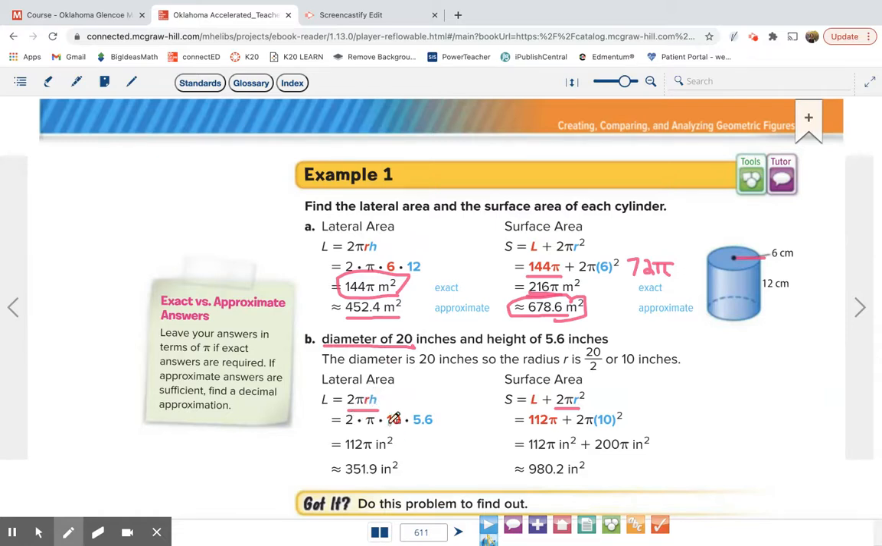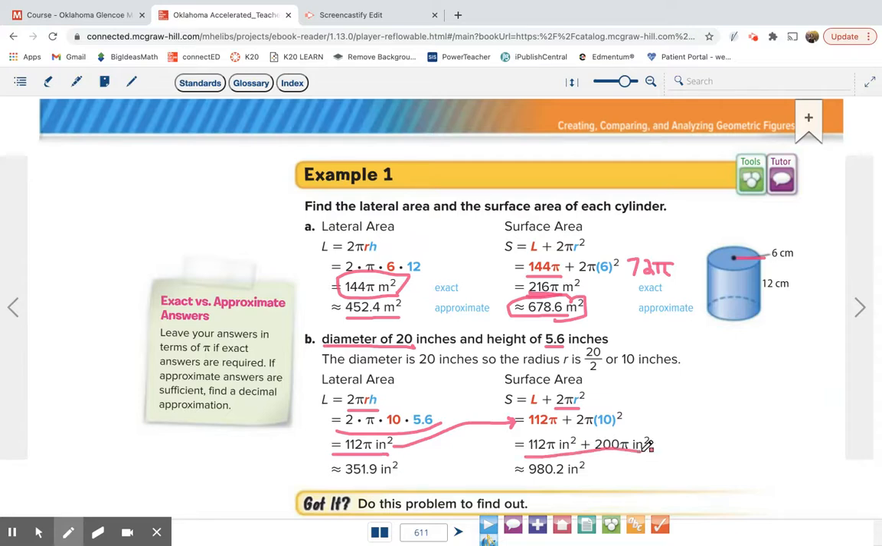So I have 2 pi r, which is 10, and times h. And they told me the height is 5.6. So then you're just multiplying all of that. Leave it times pi so that you can plug it in over here for L, because the surface area is L plus 2 pi r squared. We just said r is 10, so we plug that in. 10 squared is 100, times 2 is 200.